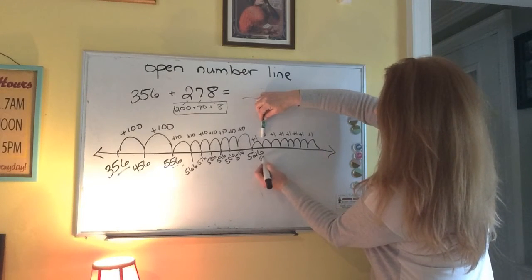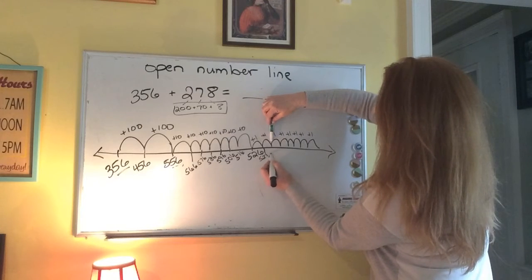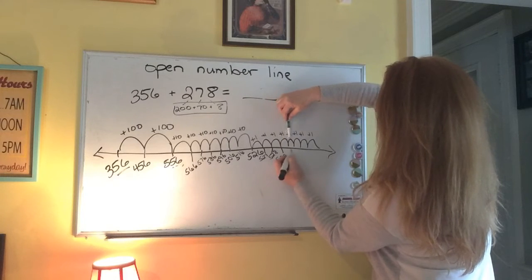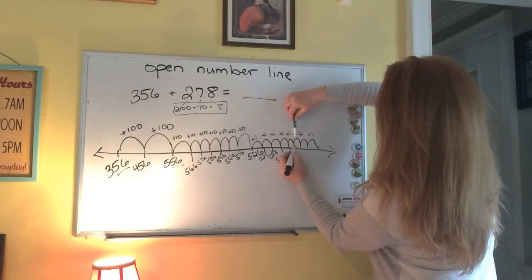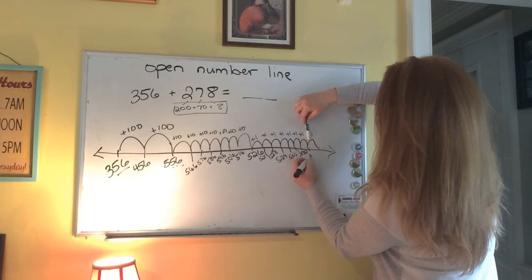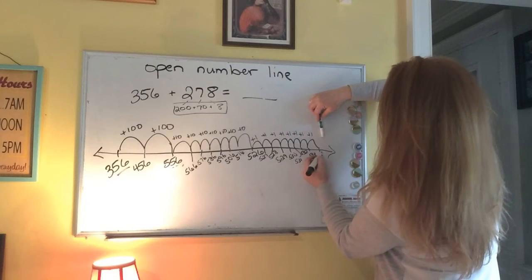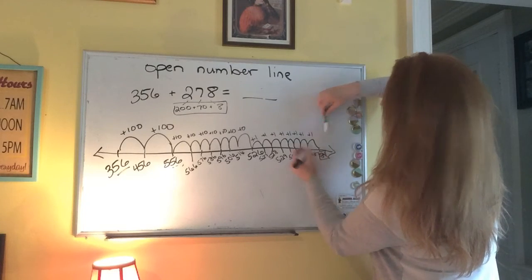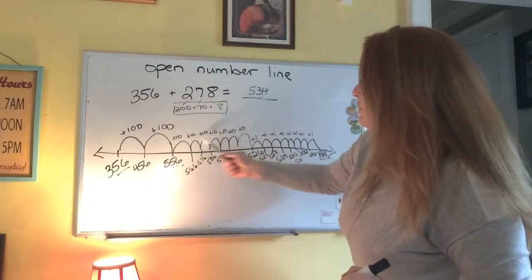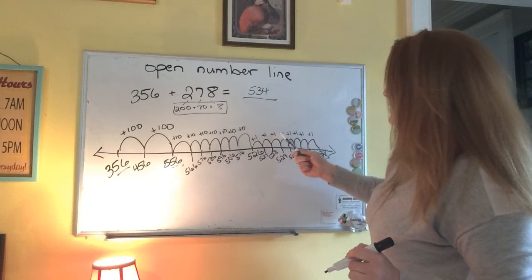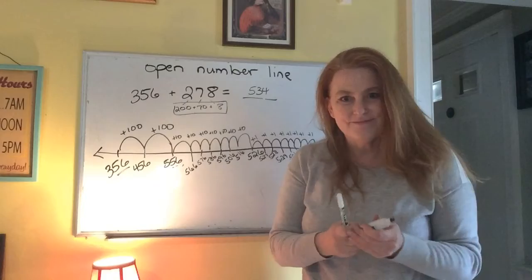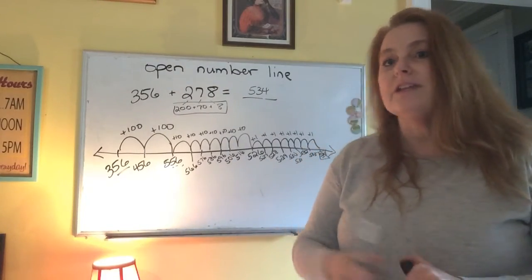526, 527, 528. I'm drawing lines to not lose track. 529, 530, 531, 532, 533, 534. All right, 100, 200, 270, 71, 72, 73, 74, 75, 76, 77, 78. We did it.